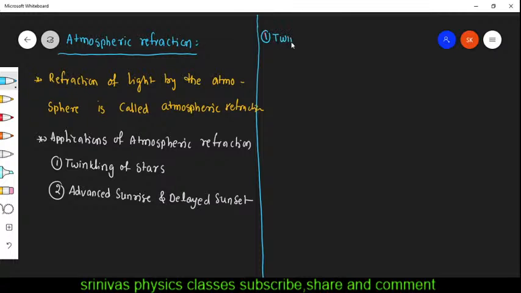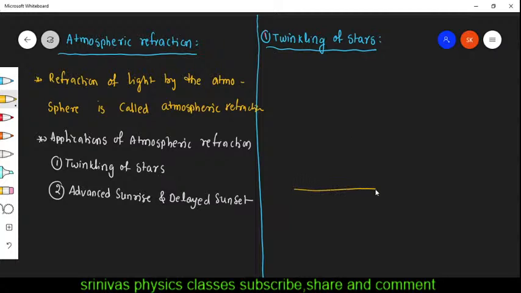Twinkling of stars means stars sometimes appear brighter, and sometimes appear faint, with less brightness. Sometimes at night, if you observe the stars, they appear with more brightness, and sometimes with less brightness. That is called the flickering or the twinkling of stars. Why does it happen? I will explain clearly, you listen here.